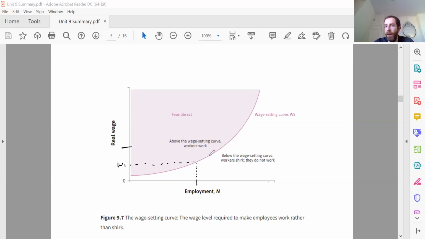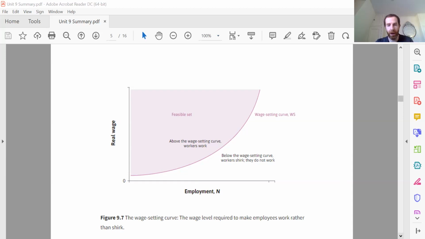And there's no reason for them to pay higher, because then they're not getting any extra effort for that. Or if they don't want to pay lower, because then the workers aren't working at all, which is obviously not what they want. So that's the first element of our model here, which is this wage setting curve.